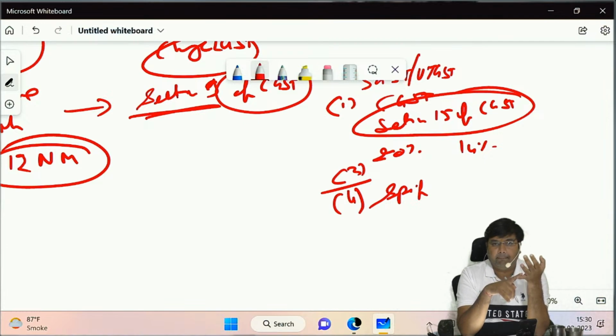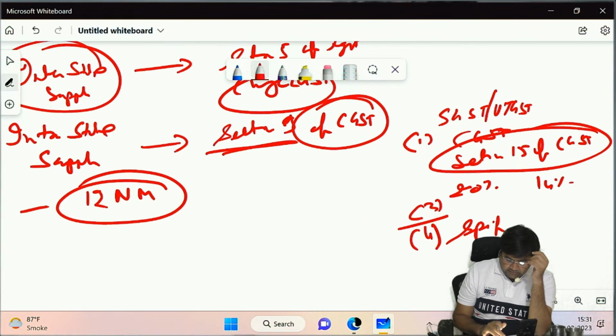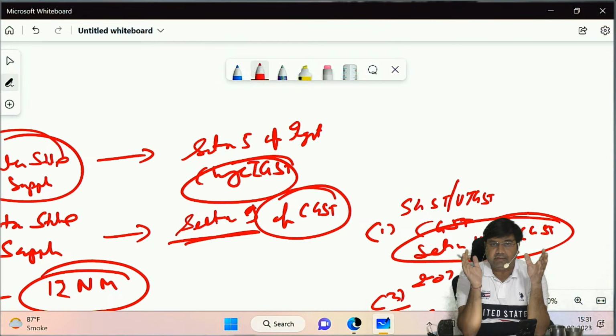Uber, Ola, MakeMyTrip, Urban Company, Swiggy, Zomato. Okay, under section 9 subsection 5, then section 5 subsection Y also has the same provision, except mutatis mutandis, because it is going to be applicable in case of interstate.